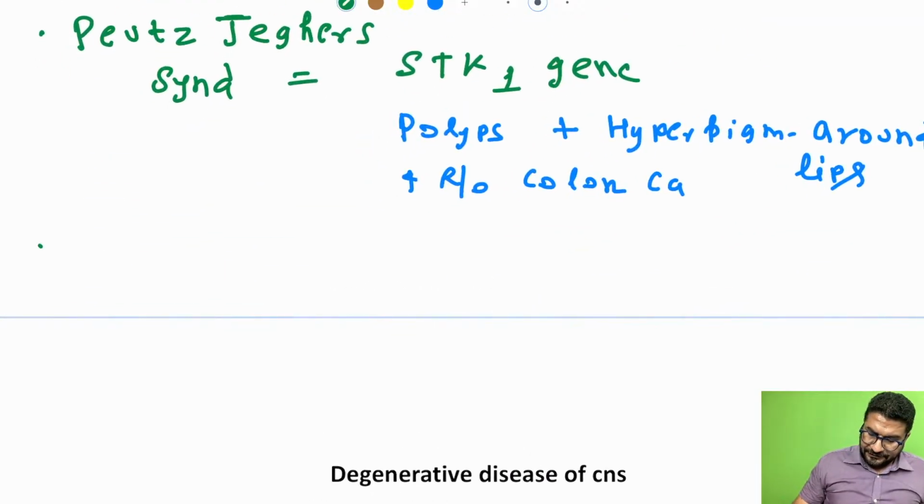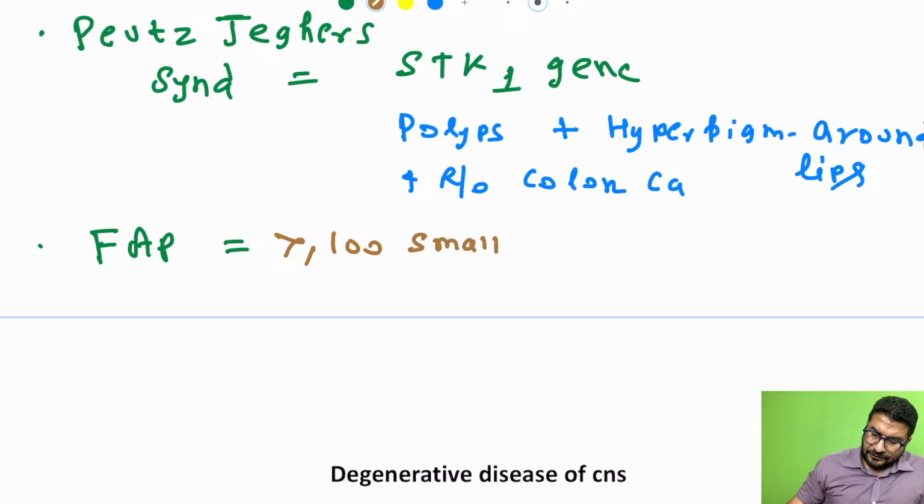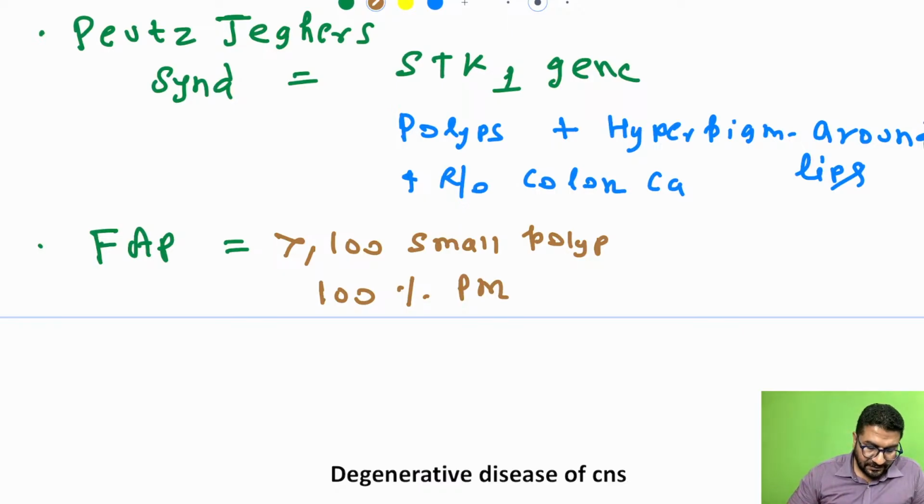Then the next important condition which you have to remember is called FAP. FAP means familial adenomatous polyposis. Understand this carefully, they ask questions on this in many exams. What do you know about FAP? Here the patient will have more than 100 small polyps. These polyps are 100% pre-malignant, meaning they will definitely convert into cancer. FAP occurs due to APC gene defect.